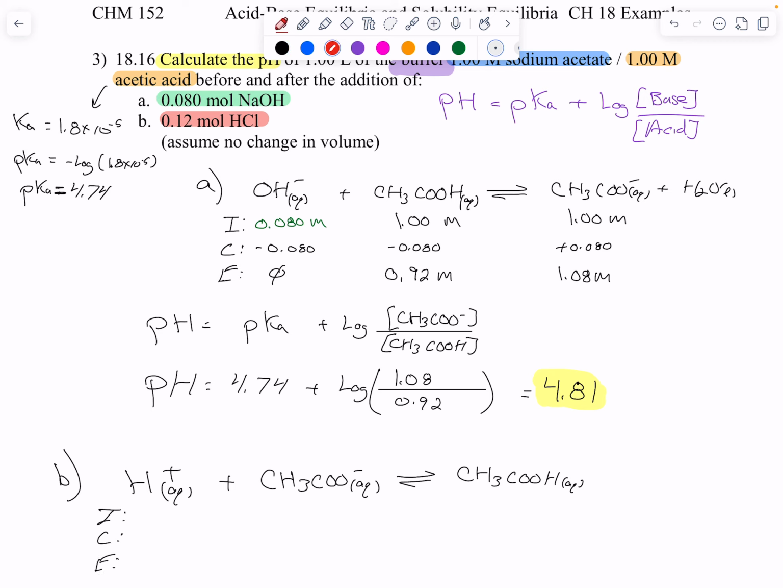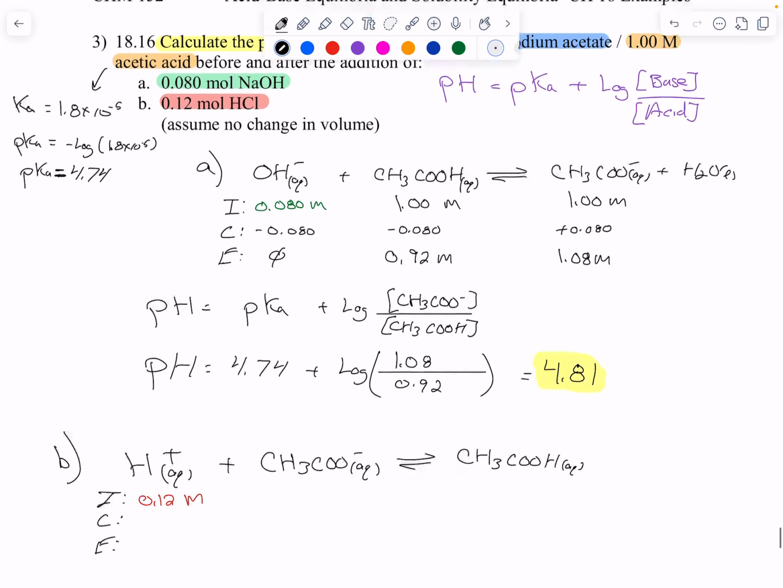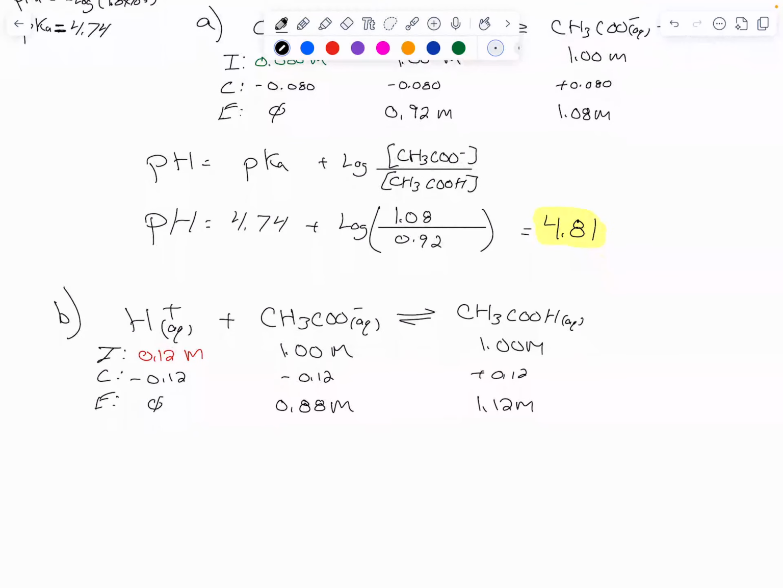So we're starting with acid, 0.12 moles or molar, because we are in 1 liter, right? I don't know if that was so clear. We're in 1 liter, so it makes it nice. And we'll start with our 1.00 molar and our 1.00 molar. Minus 0.12, minus 0.12, plus 0.12. So we have 0 added acid now. We have 0.88 molar acetate and 1.12 molar acetic acid.